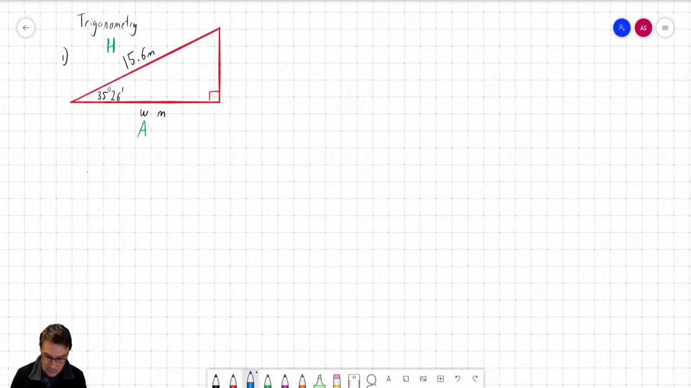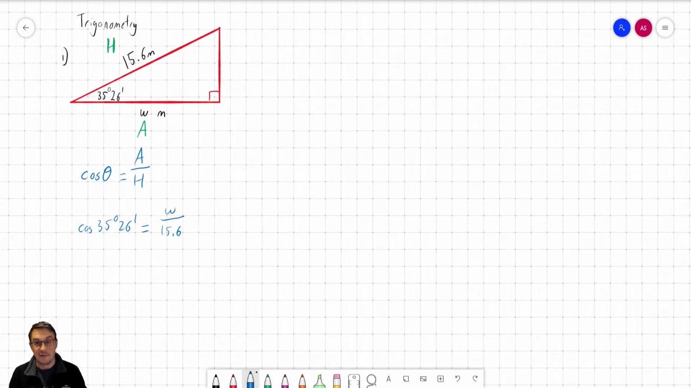So in this case, cos theta is going to be equal to adjacent over hypotenuse. Now, in this instance, we substitute each of these values that we have here, and we'll find the length of that side, which is labeled as W meters. So this is going to be cos 35 degrees, 26 minutes, and this is going to be equal to W over 15.6. Now, from here, we can rearrange the formula to make W the subject.